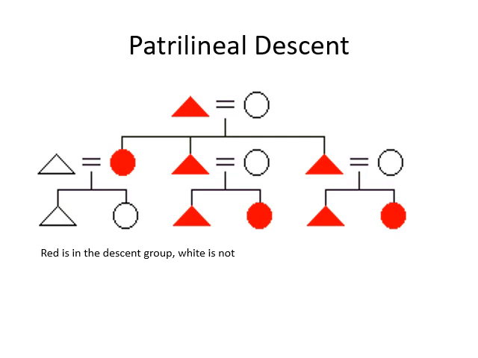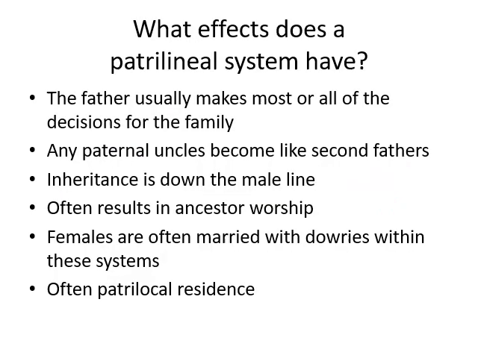His sister's husband is not related to him, and his brother's wife is not related to him, nor is his sister's children. His wife's children are in his patriline. So basically, you can take a look at that. Remember, triangles are males, circles are females, and you can figure out those in white are not related to that person in a patrilineal system. Those in red are related to that person.